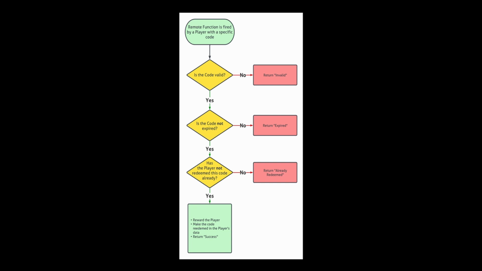If it's not expired, then we want to check if the player has not redeemed the code. If the player has redeemed the code, then we want to return already redeemed. But if they have not redeemed the code, then we want to reward the player. We want to mark the code as redeemed in the player's data, and we also want to return success.